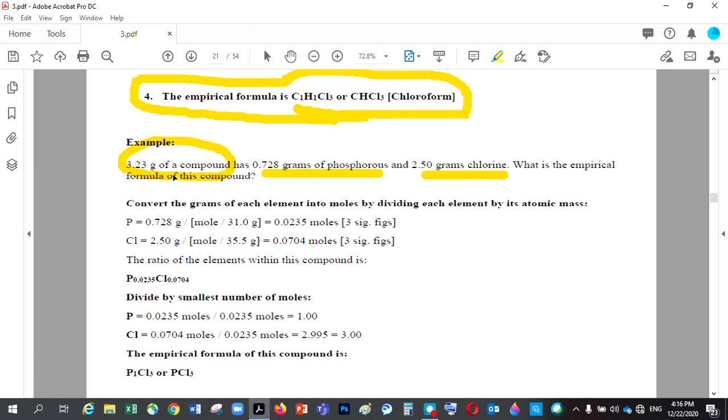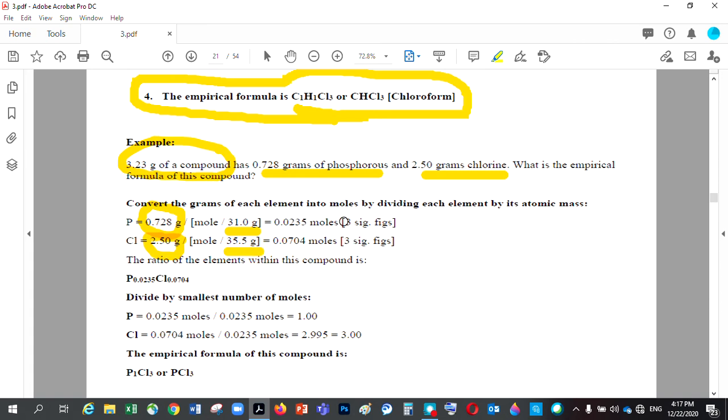So the whole sample is 3.2 grams, correct? And it has 0.72 grams of phosphorus. This is the amount of phosphorus, and this is the amount of chlorine. Now, again, we have to get the moles. That's the whole idea. So I divide by the atomic mass of phosphorus, which is 31.0, and for chlorine, I take the amount of chlorine divided by its atomic mass to get the number of moles.